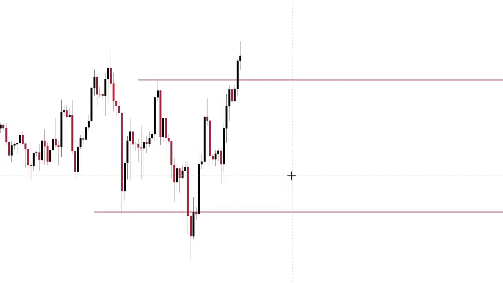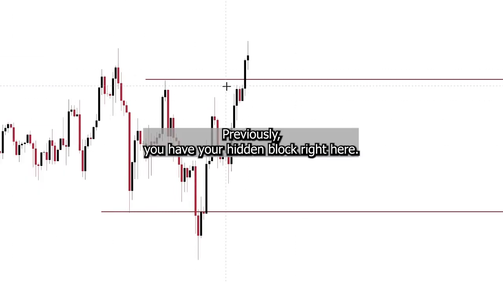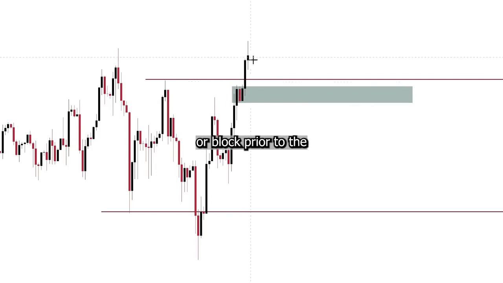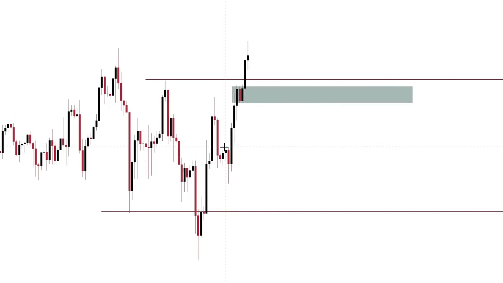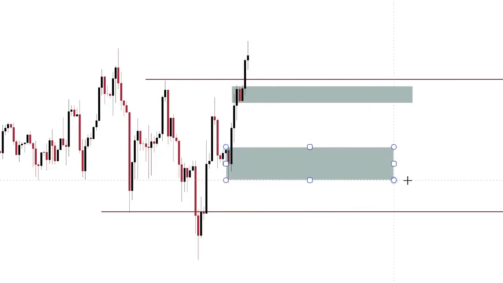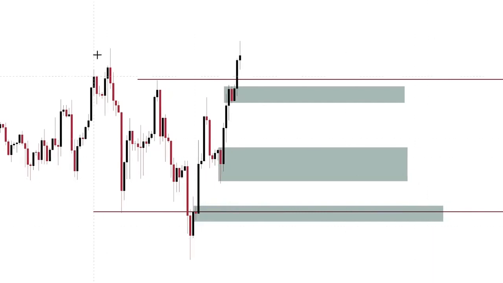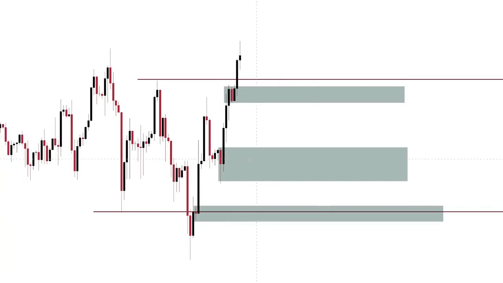So what do you have here? You have your change of character, and where are your entries? So like I said previously, you have your hidden block right here. It will be the last order block prior to the movement above. This would be one of your entries. Your second entry would be somewhere around the 50%, which would be right here. And your last entry would be at your extreme. So again, as a trader, you're mapping out your strategy in a way where you're comfortable. If you are comfortable with high risk, you're choosing your first one. Moderate risk, somewhere right here. And then low risk, you're picking your extreme.